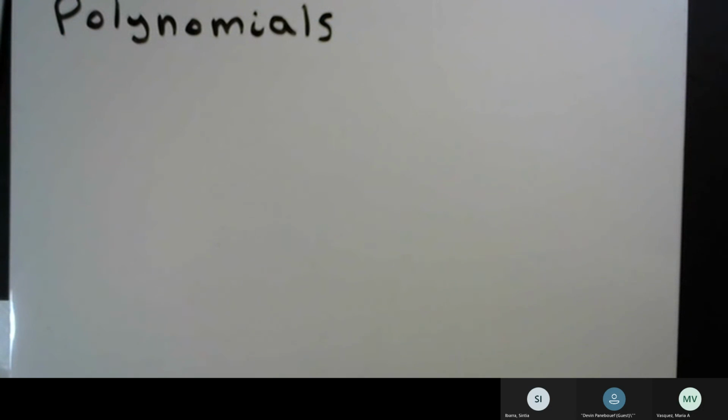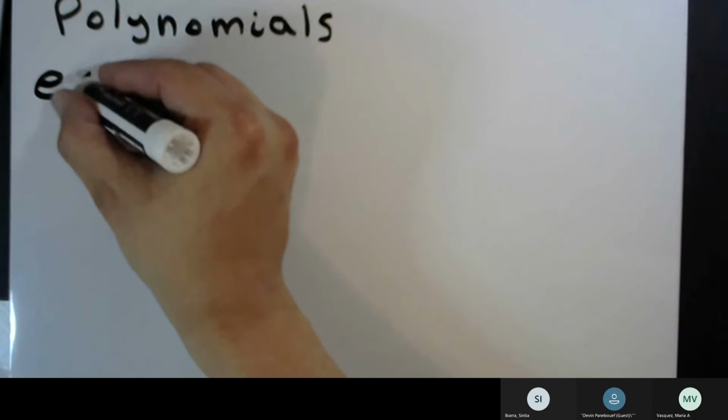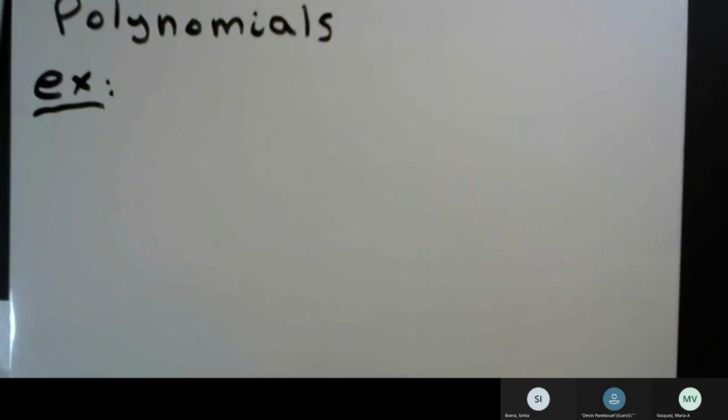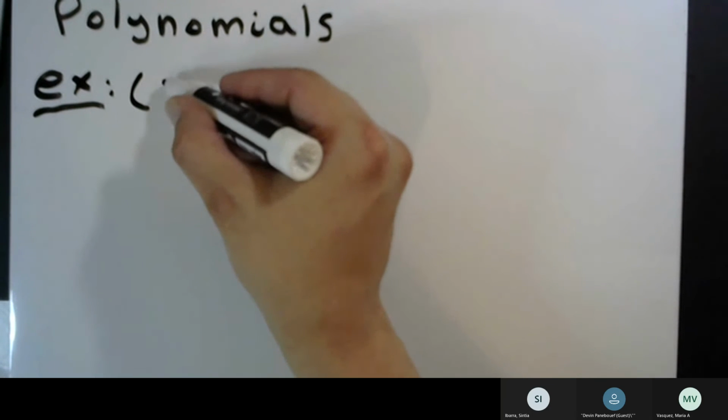So for polynomials, again with this one, we might just be stuck with distribution. Now there's another method we'll talk about called the column method. But let's say we have something like this.